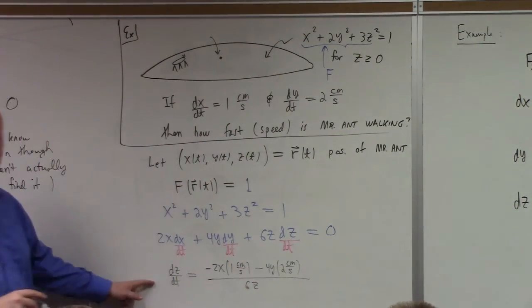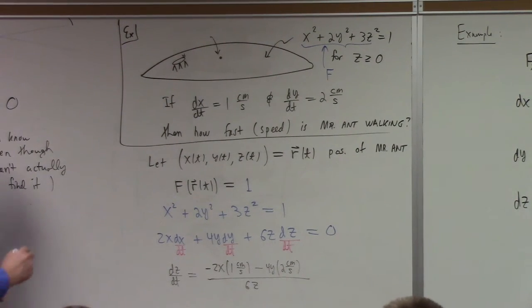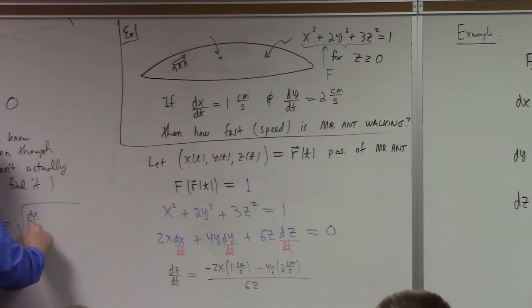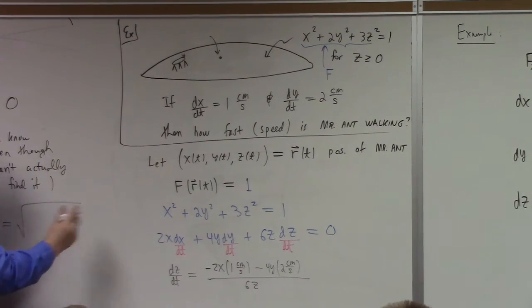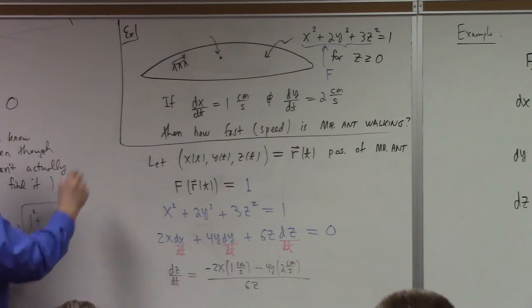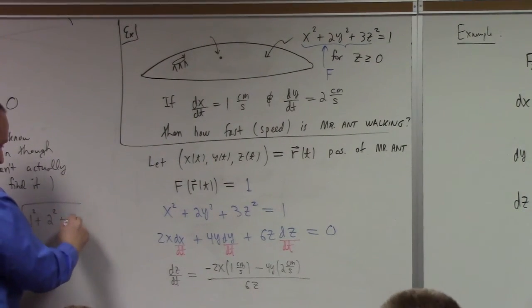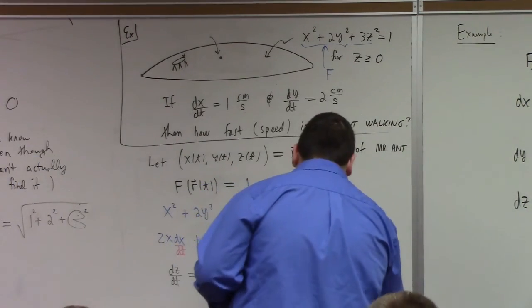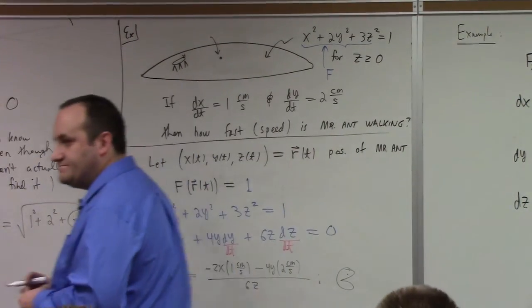So this gives you the z component, and then to find the speed, what's the speed? It's 1 squared plus 2 squared plus Pac-Man squared, under a square root. Let's call this thing Pac-Man. And that would be the speed.